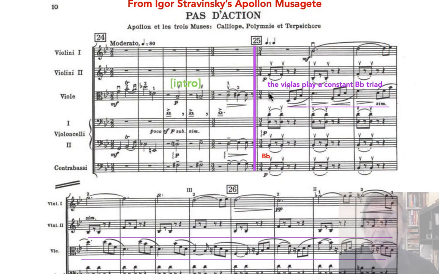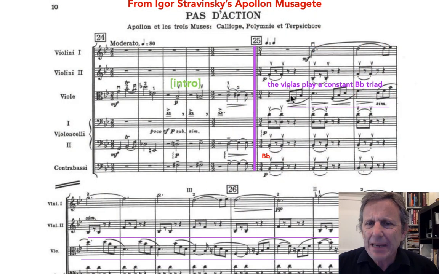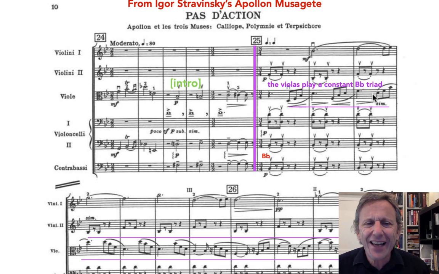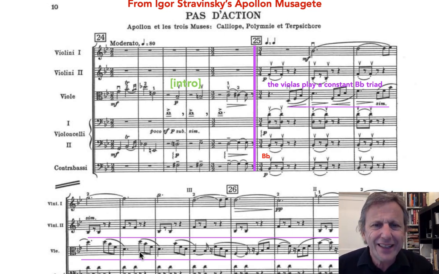Right. Here we are. Anyway, in alto clef, this is a B flat major triad. Great. And sing along. La, la, la, la. I mean it. Sing along with me. Are you singing? I can't hear you. Come on, sing along. La, la, la, la.